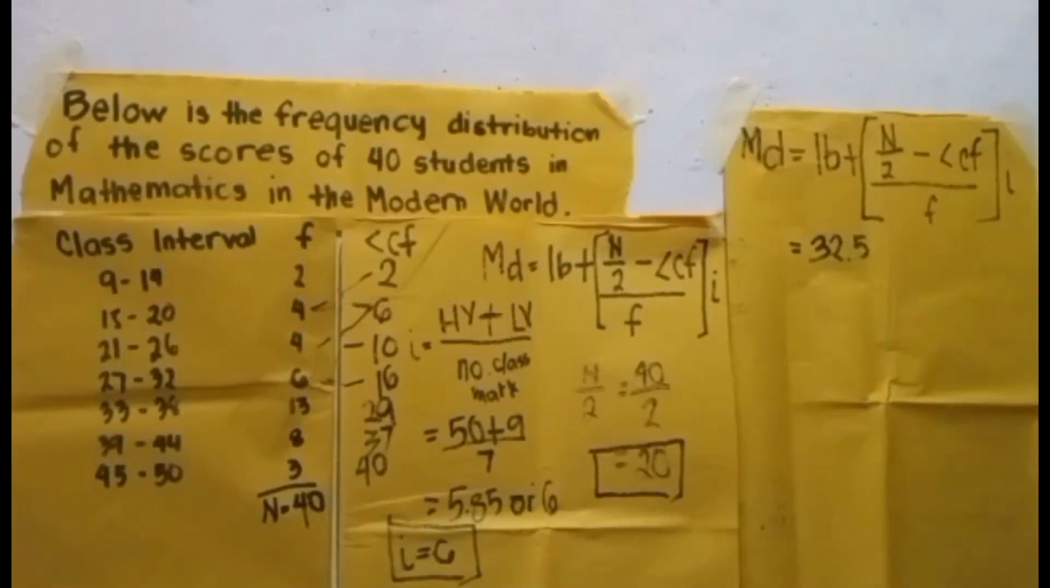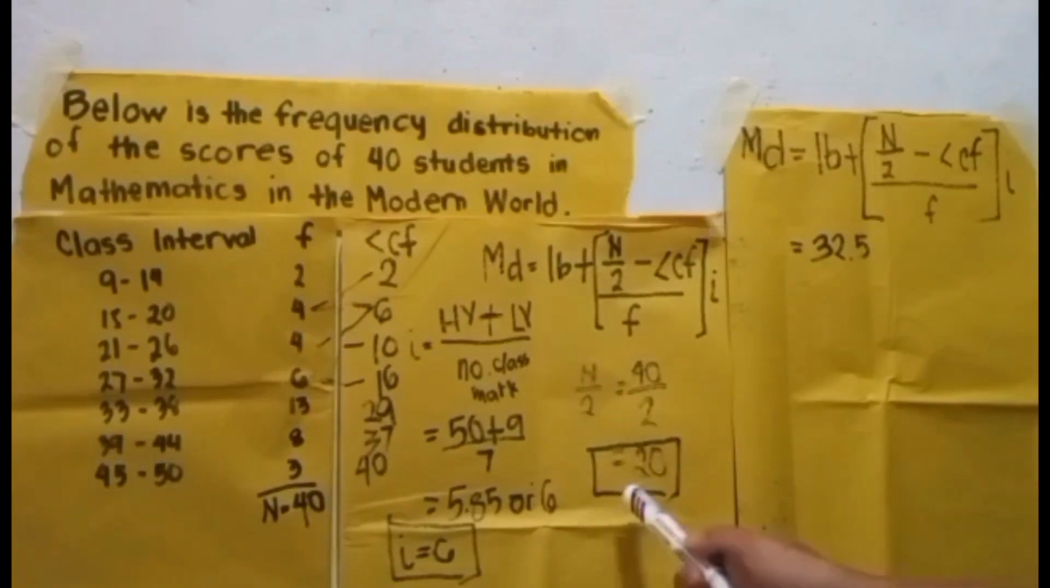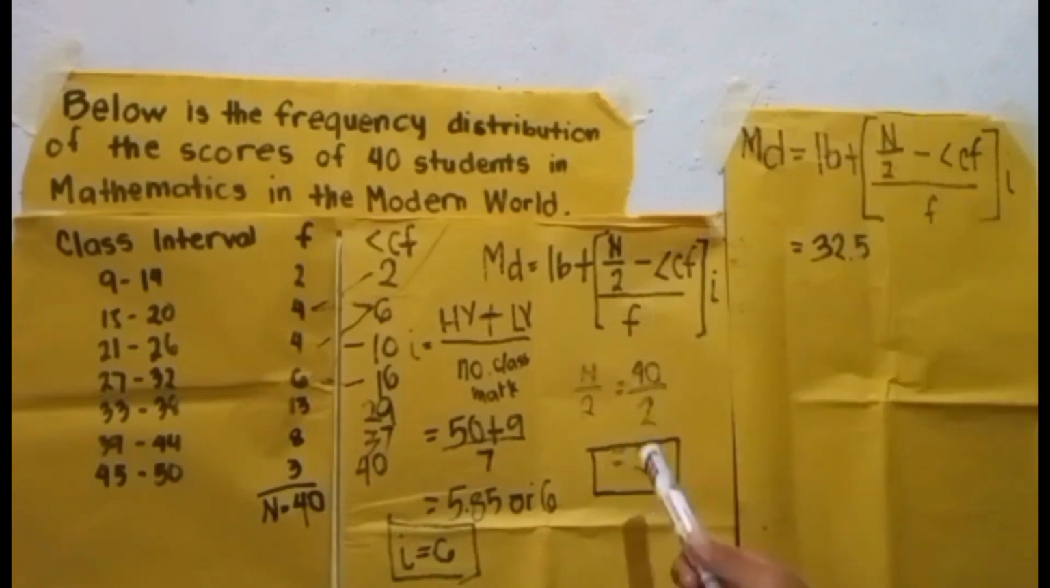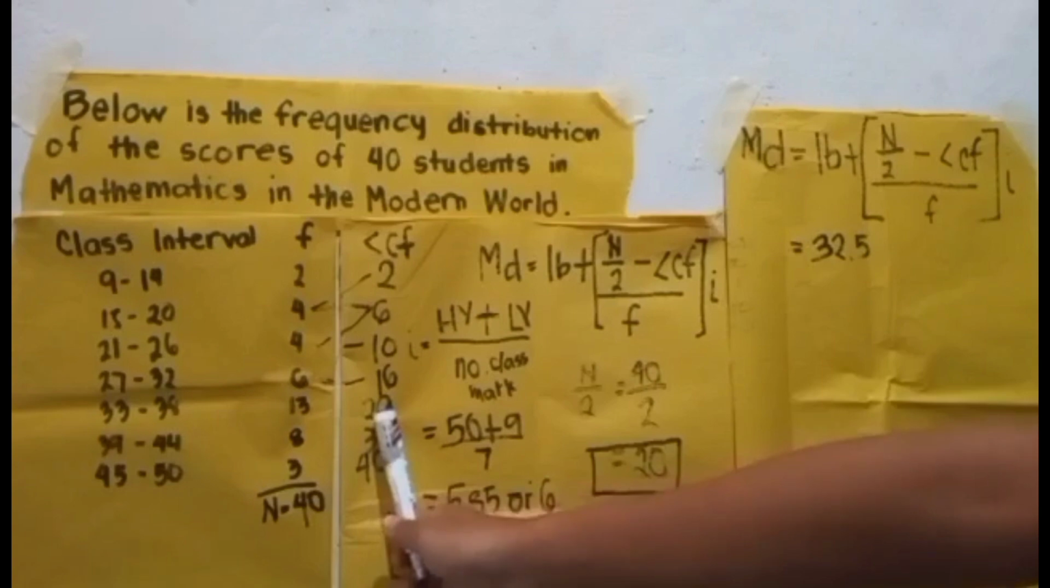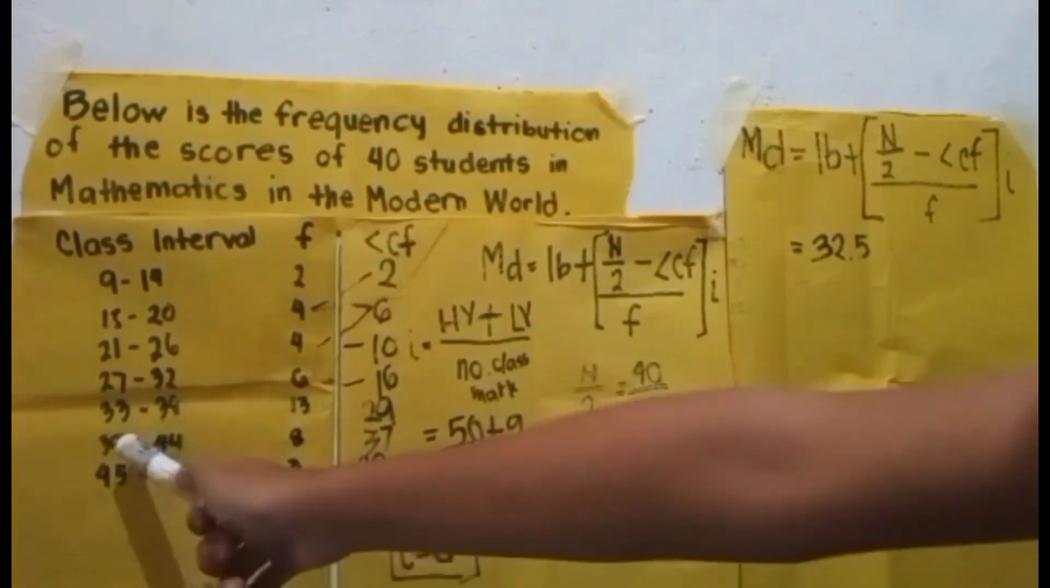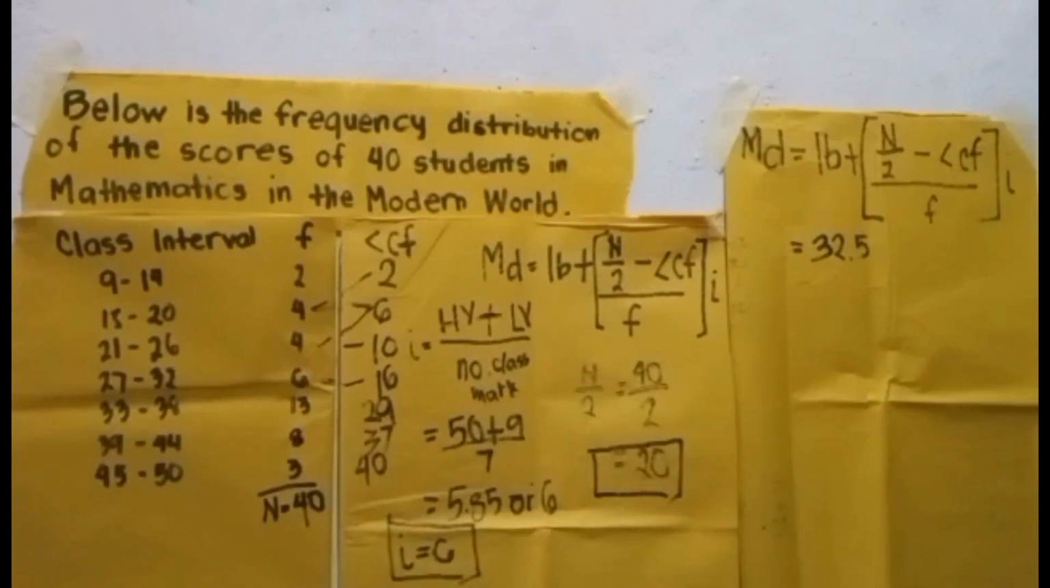Why is it 32.5? So, here is the answer. To get the value of 32.5, since we all know that the value of n over 2 is 20, the nearest value of 20 is 29. So here, 29, and the class interval here is 33. So, we need to minus 33 by 0.5 to get the answer of 32.5.